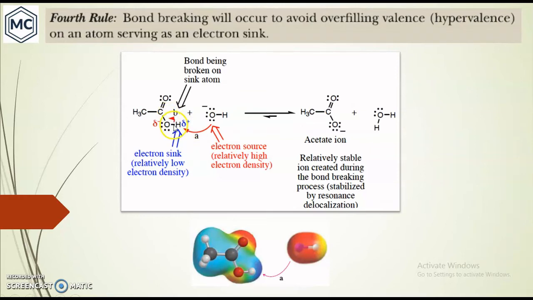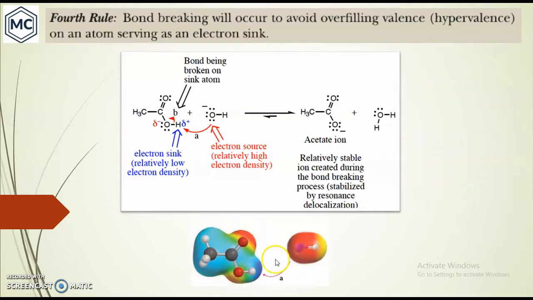So why does this bond start to break? One reason is that a relatively stable ion can be created after bond breaking. And also hydrogen cannot accommodate two bonds, so it cannot have hypervalence. So that is the reason bond breaking will occur: to avoid overfilling the valency.